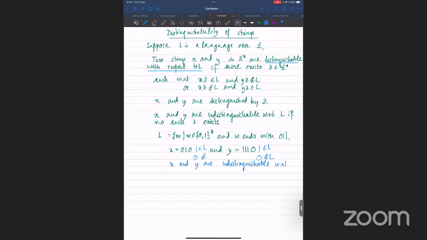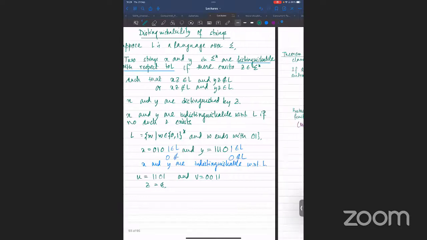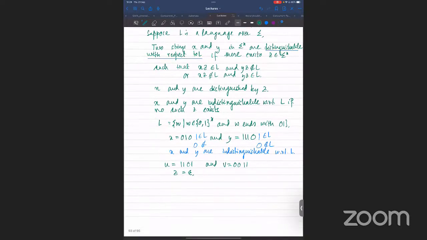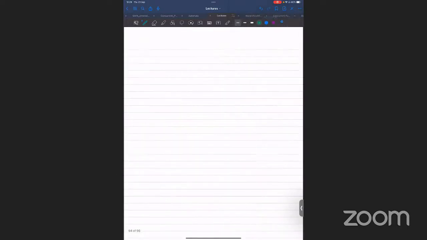With respect to L. Now, what if I consider u equal to 1101 and v equal to 0011? They are clearly distinguishable. And what is the distinguishing string z here? Epsilon. So epsilon distinguishes u and v. Okay, good. Now I'll write an important theorem which we are going to use in the characterization.